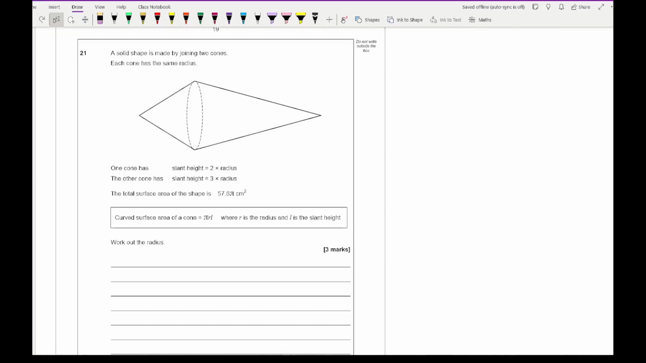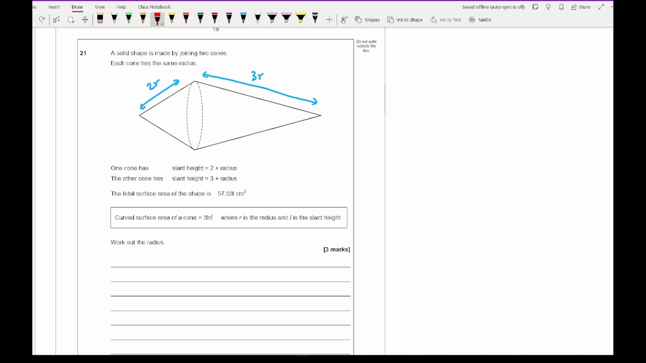So looking at question 21, it says that a solid shape is made by joining two cones. Each cone has the same radius, and one cone has a slant height of 2 times the radius, and the other one has a slant height of 3 times the radius. The total surface area of the shape is 57.8 pi centimetres squared, and it's told us the formula to work out the surface area of the cone. So first, let's just label these. This length here is 2r, and this length here is 3r.